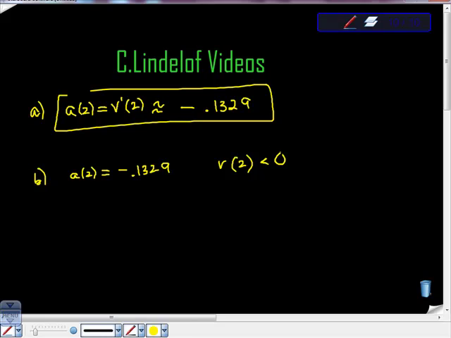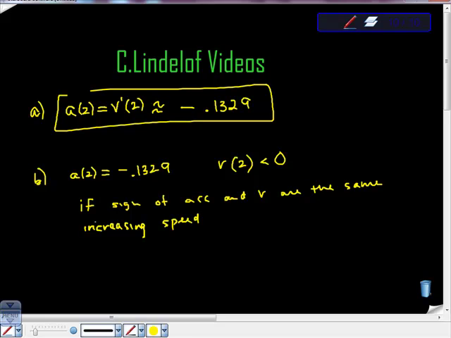So, negative number. This is really important. This is not what I would write to them. If the signs of acceleration and velocity are the same, we have increasing speed, right? Then increasing speed. So this is what I'm telling you. This is what you need to know. But that's not what I would tell them. I would just tell them this. I would say this to them.